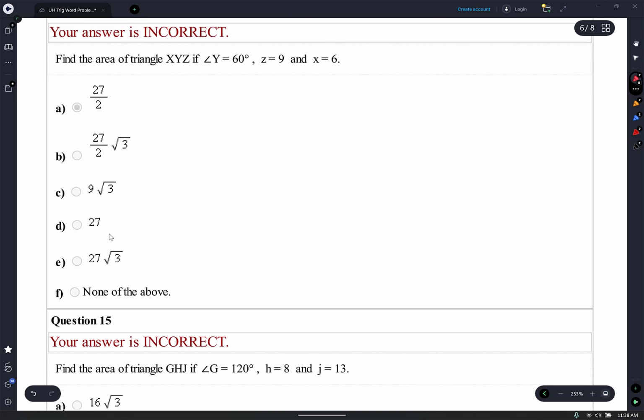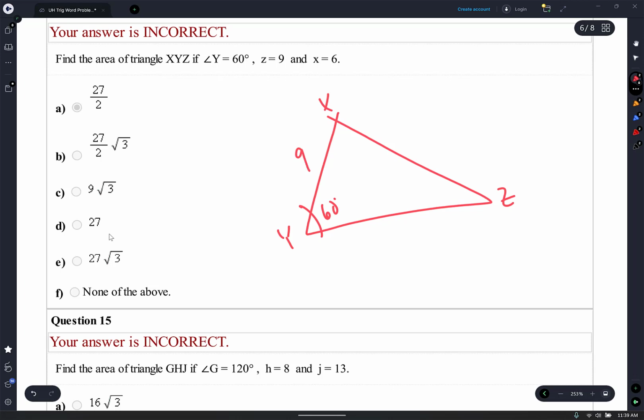Next question. Find the area of triangle XYZ. Not to scale. Angle Y is 60 degrees. Little z is 9, so this is 9. Little x is 6. Well, I have everything I need. I have that 9, I have that 6, and I have that 60 degrees. So they're making it kind of easy for me.